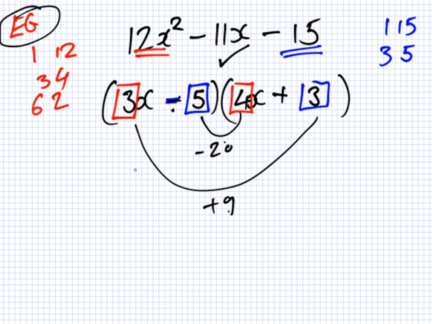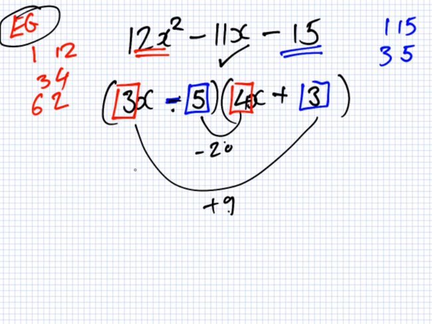Okay. 12x squared. So I need my two numbers to multiply to make 12, and then I need two numbers to multiply to make minus 15. So that makes me think there should be a plus and a minus.